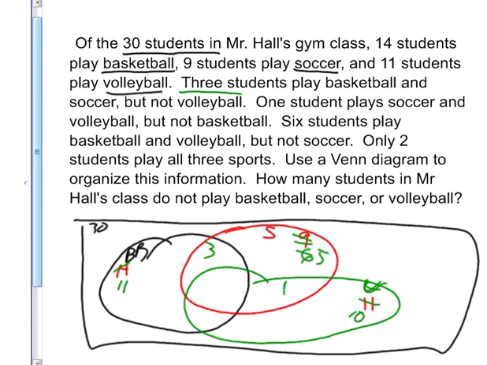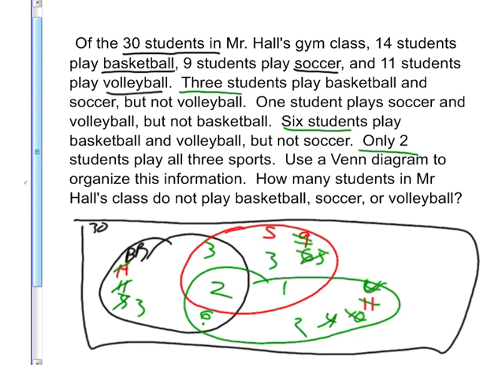And 6 students play basketball and volleyball. So the area for basketball and volleyball would be right in here, and there are 6 students in that. So again, this has to go down to 5, and this has to go down to 4. We've got 1 little area left, where they play all 3 sports, and there's only 2 students that do that. So 2 students there, this becomes 3, this becomes 3, and this becomes 2.